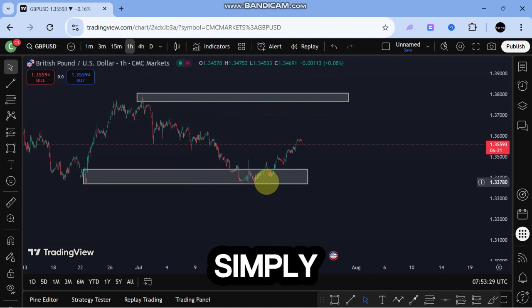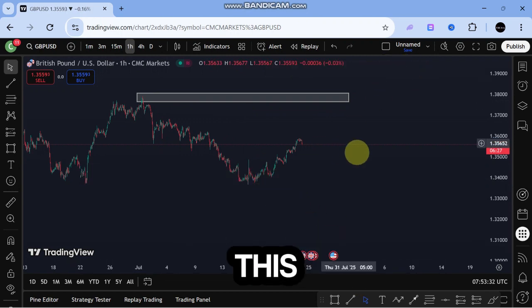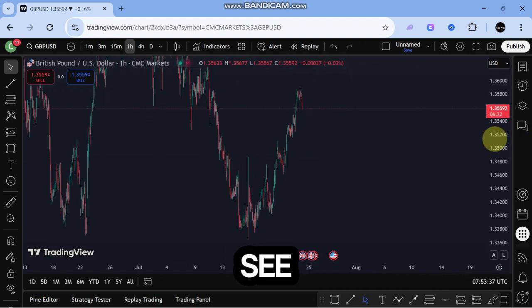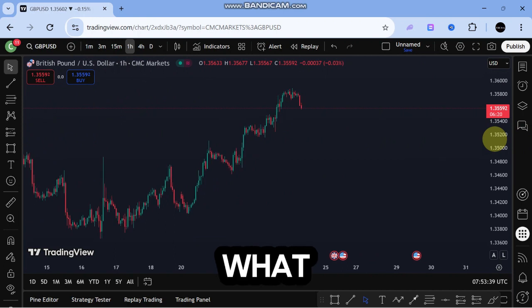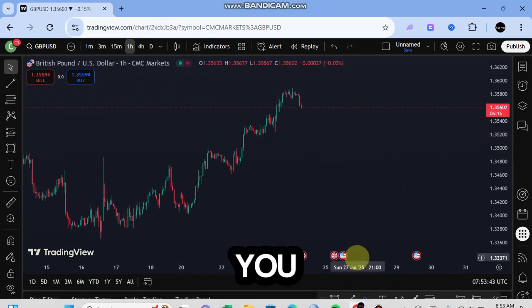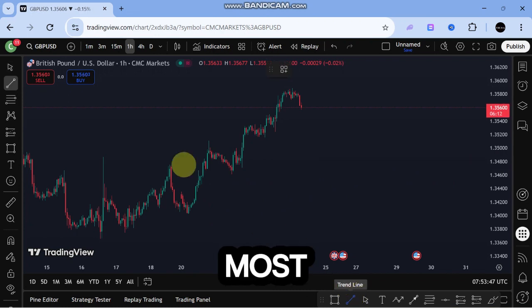So what I'll be doing is simply deleting this particular box, right? I'll be deleting this right here. I'm going to zoom so that I can see the key levels. So what I'll be doing now is mark the most recent key levels. You get it? That's what I'll be doing. So I'll be entering with the 15 minutes time frame. I need to mark out the most recent key levels.